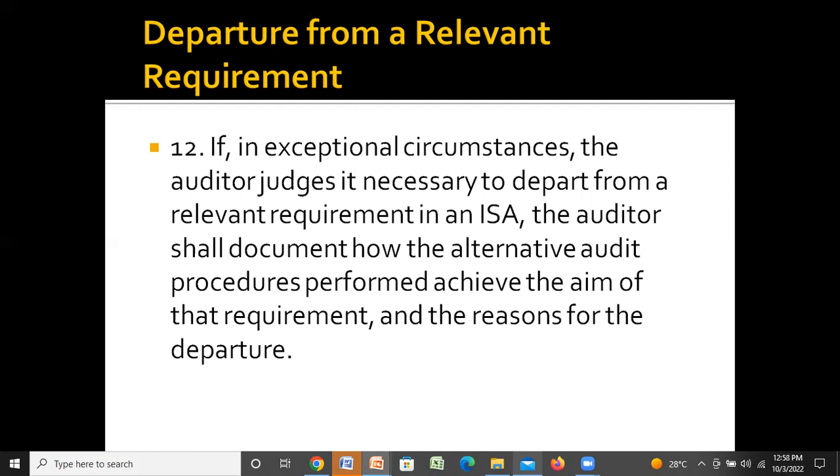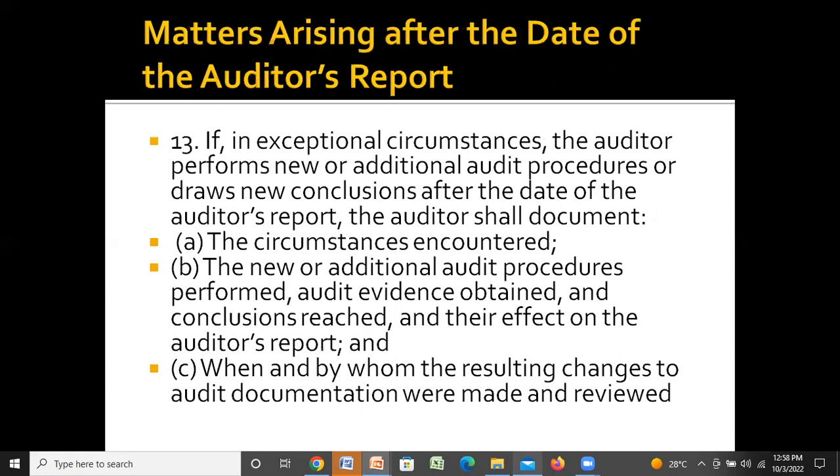But a very good example is where national law clashes with the requirement of an international standard. We know the laws of the country supersede the provision of the standard. So in a case like that, if the national law says do it like this, and the standard is saying do it in another way, you have to follow the law. So you have to document the alternative audit procedures performed and the reason, the justification, for not following the international standard.